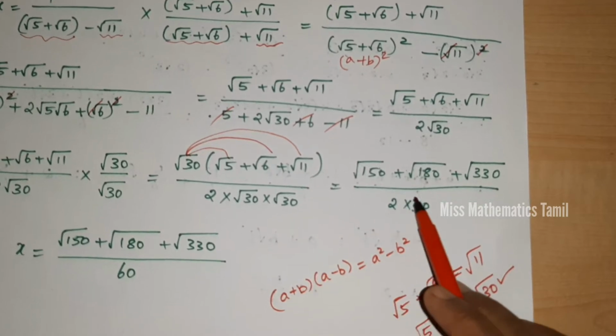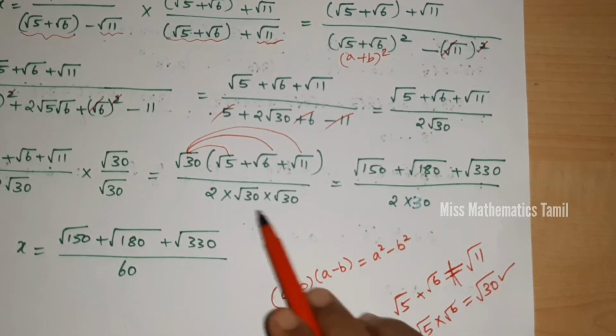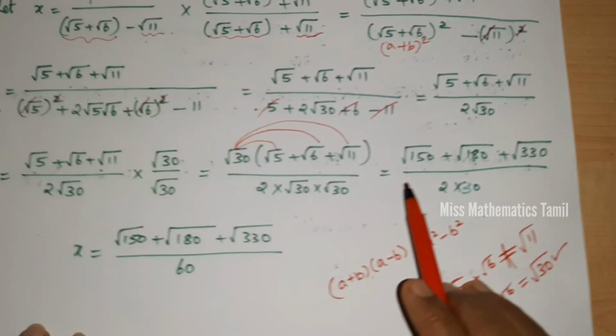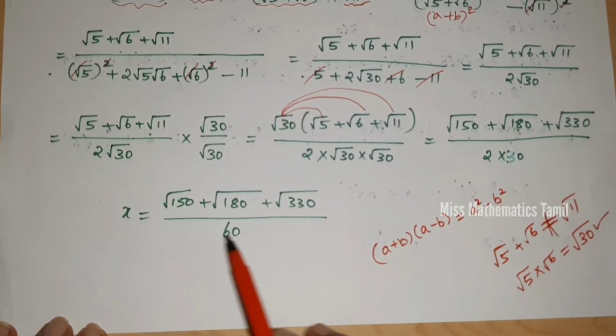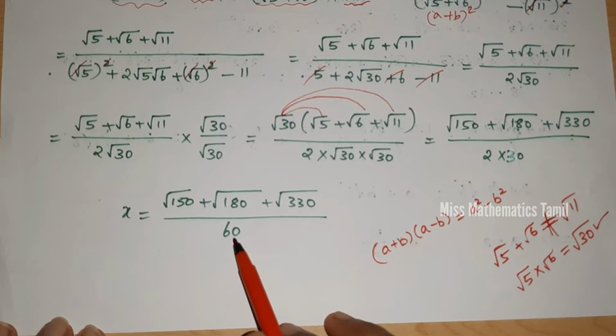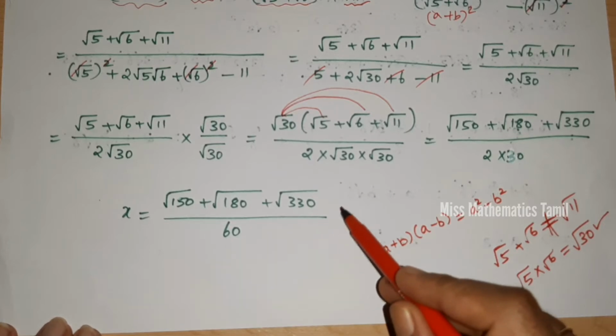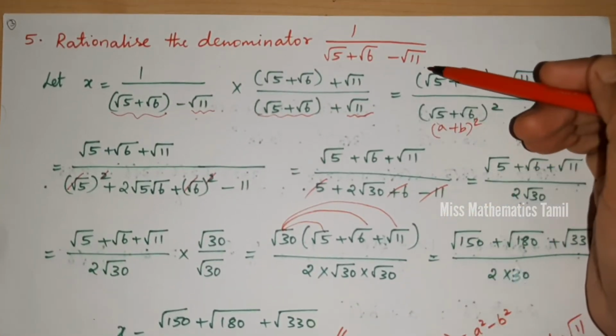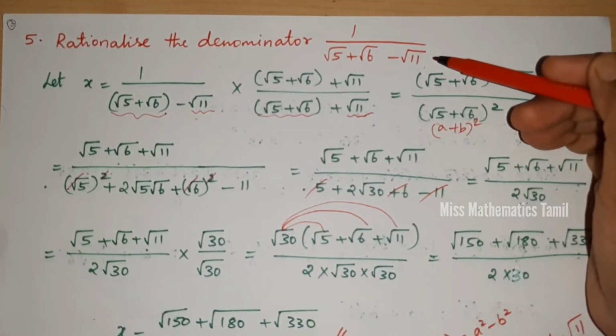Next, in the denominator, 2 into root 30 into root 30, what? 30 only. Okay. So finally, we are getting a normal number in the denominator, without root, right? This is the answer for this question. We rationalized this question, right?